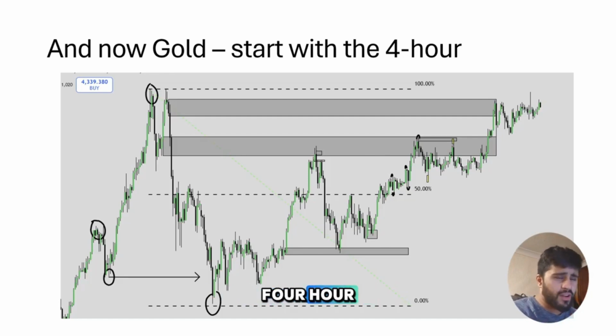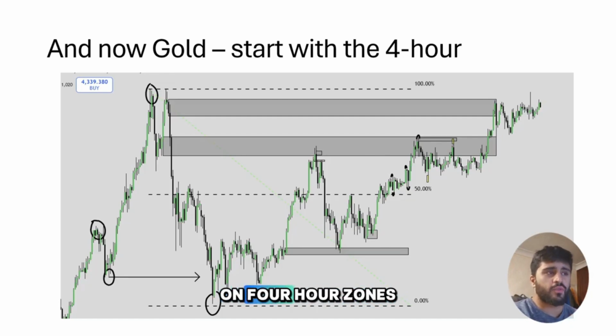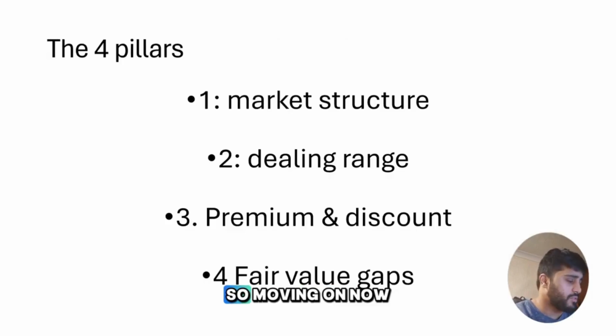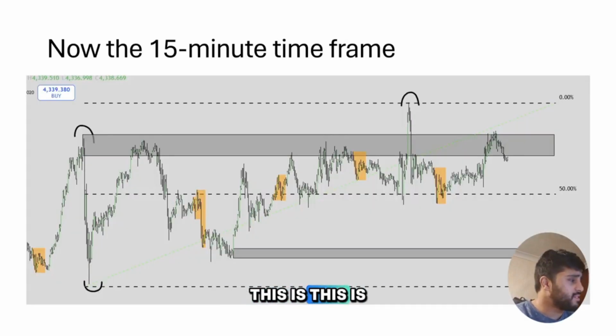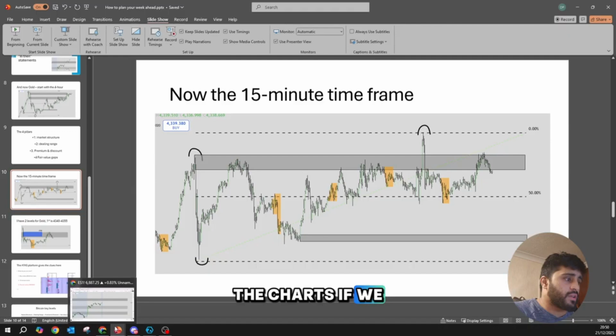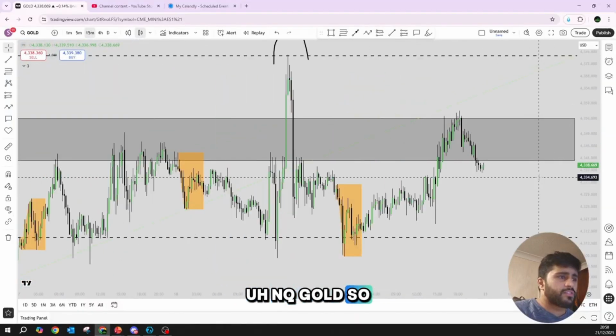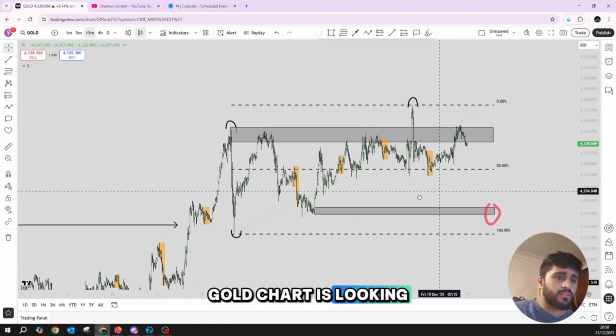But this is the 4-hour. I don't like to rely and trade just on 4-hour zones. I think the 4-hour zones are too wide. Sometimes it can take too long to hit them, and 15-minute zones are a lot more accurate. So moving on now, this is how I have the 15-minute time frame of gold, right? So just to quickly mark that up on the charts, if we go now to gold, NQ gold. So this is how my gold chart is looking at the moment, right?